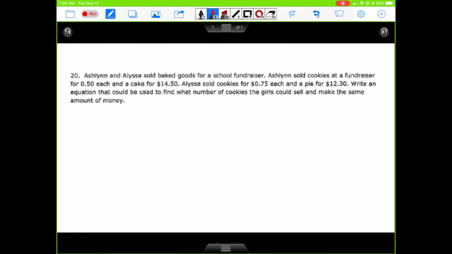Number 20. Ashlyn and Alyssa sold baked goods for a school fundraiser. Ashlyn sold cookies at a fundraiser for 50 cents each and a cake for $14.50. Alyssa sold cookies for 75 cents each and a pie for $12.30. Write an equation that we could use to find the number of cookies the girls could sell to make the same amount of money. So we're just writing an equation here, we're not solving.